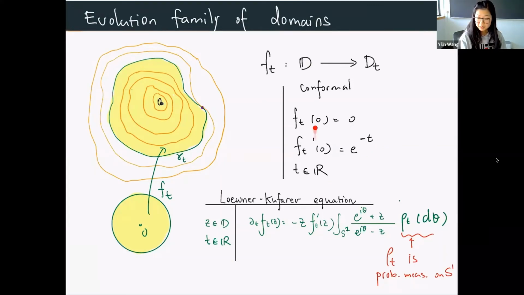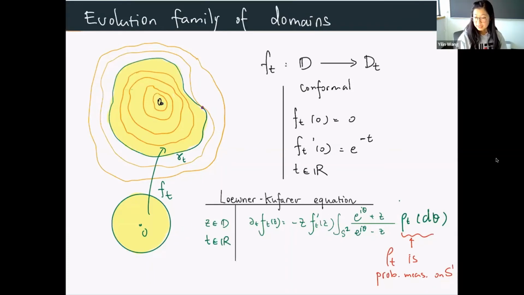Then this family of conformal maps ft will satisfy the following equation. Its time derivative is expressed as minus z times the spatial derivative of ft, multiplied by a holomorphic function here. And this function has positive real part, and it can be represented by this so-called Herglotz integral. Here rho t is a probability measure on the circle.